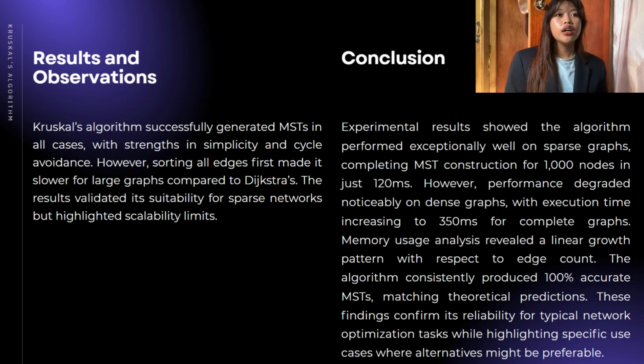In summary, Kruskal's algorithm is fast and reliable for sparse graphs with perfect accuracy. However, it slows down on dense graphs, making alternatives better in those cases.